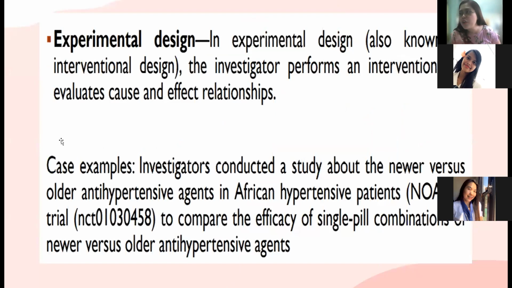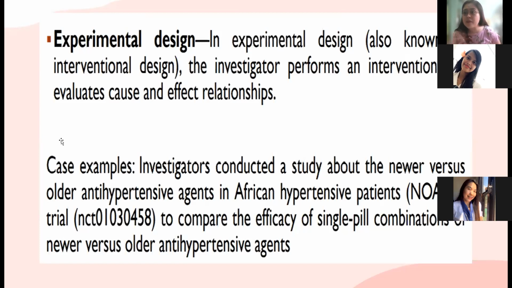So anong kaibahan ngayon ng experimental design? Sa analytical design, analytical design is purely looking into the factors. The descriptive is looking for the description of your population. But when you say experimental, the keyword here is intervention. We are giving intervention so as to establish cause and effect relationship.